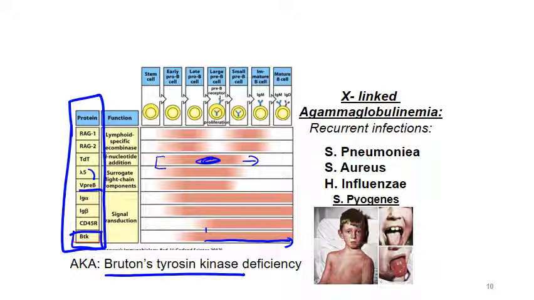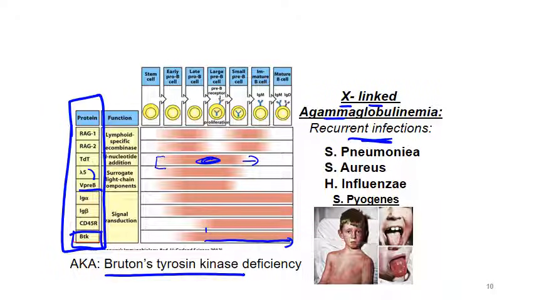And patients who lack Bruton's tyrosine kinase are known to have a BTK deficiency, and this is also known as XLA, or X-linked agammaglobulinemia. These patients are unable to produce antibody, and therefore they wind up with these recurrent infections, and I've listed some of them here.